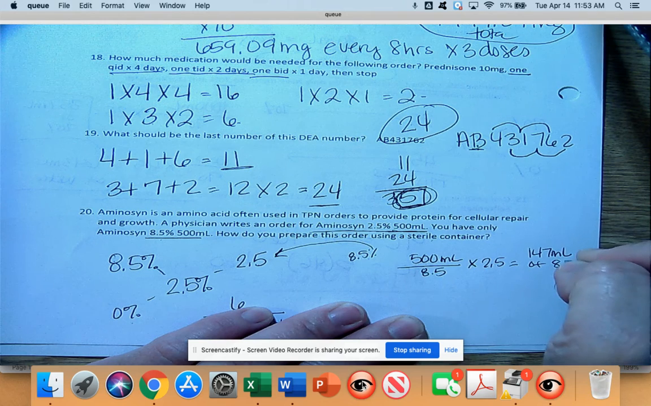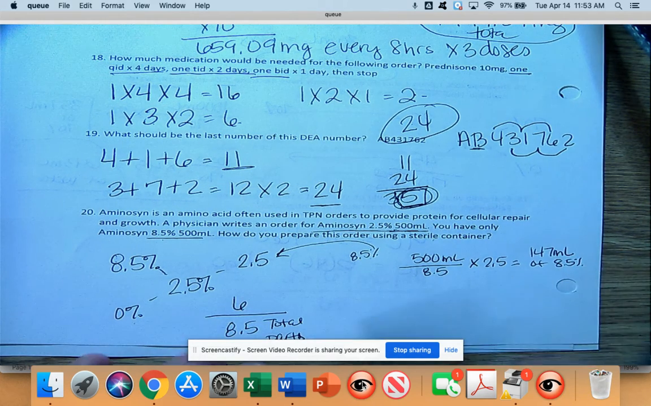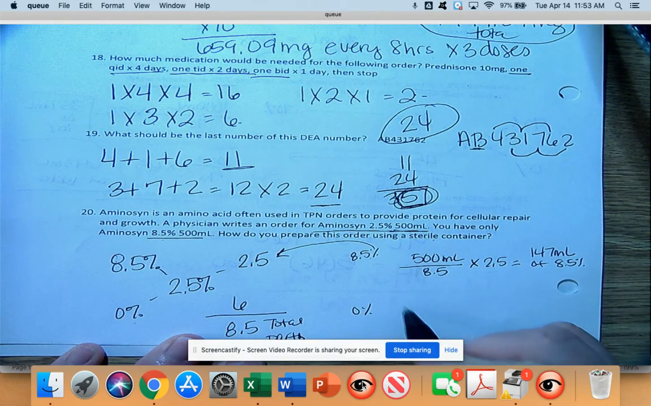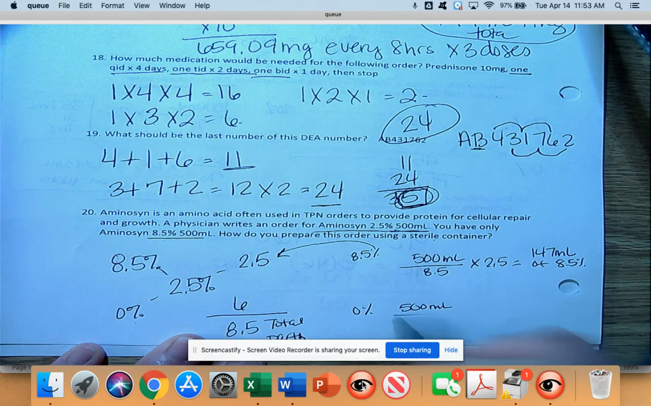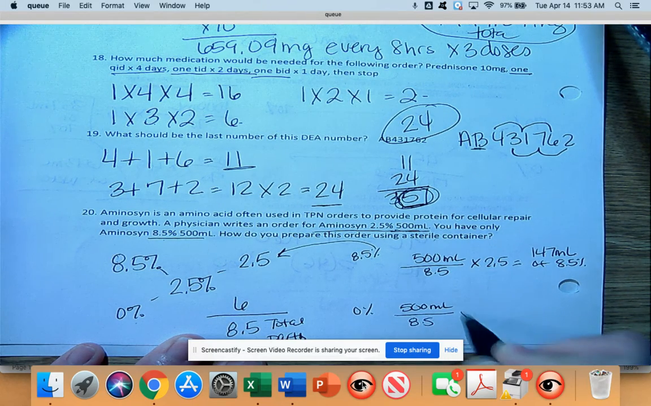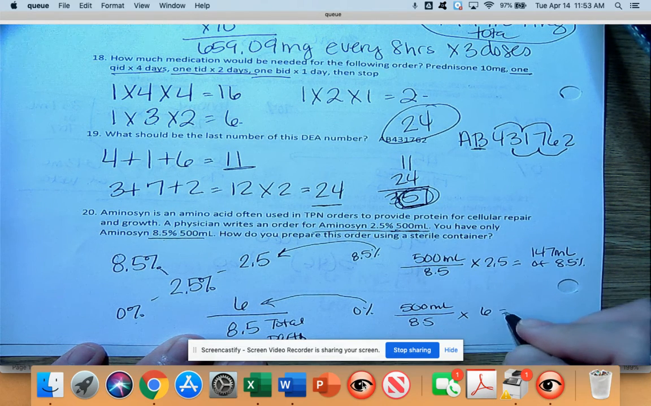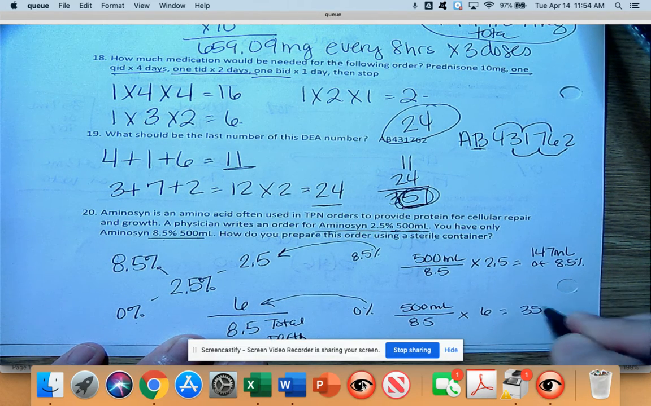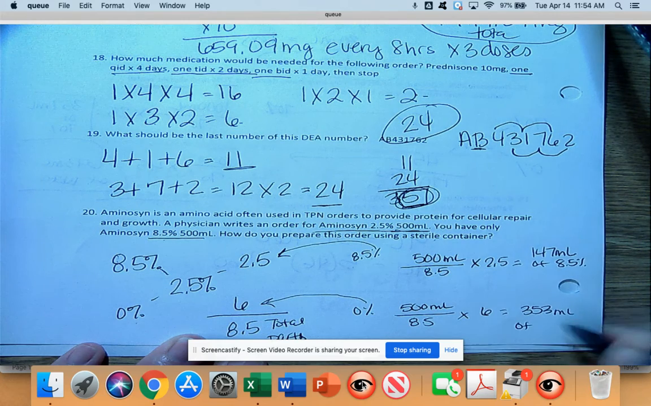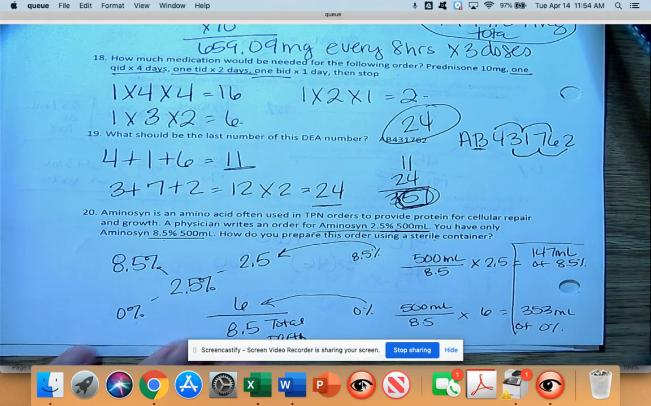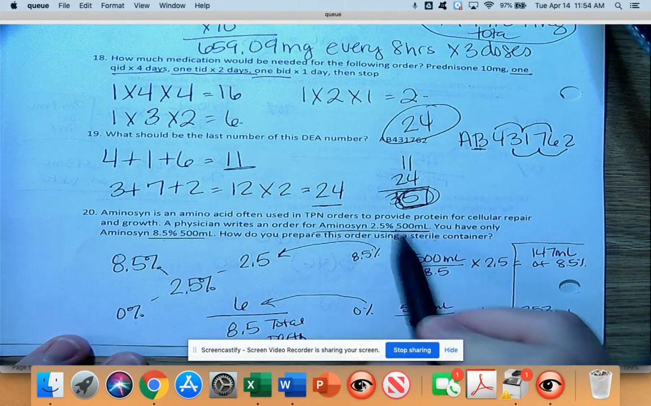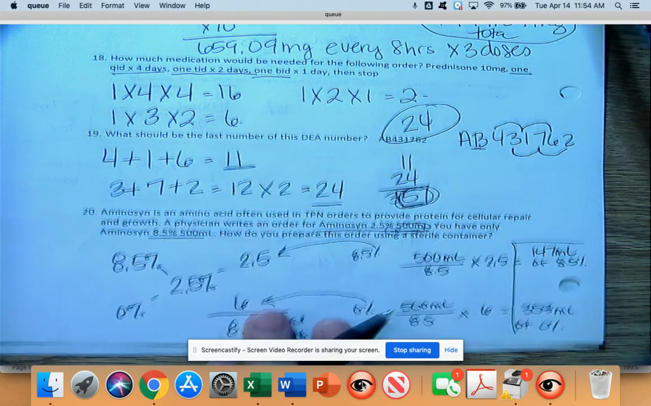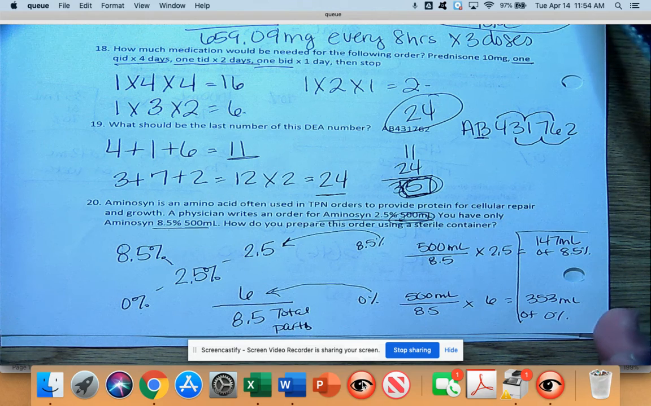Always double check your calculations. And then let's do our 0%, or our water. 500 mils, I'm going to divide that by my total parts, and then I'm going to do times 6 parts here. And I should get 353 mils of 0%, or of water. And then, of course, if you add those two together, 147 and 353, you should get the 500 mils that you're needing. So that is another alligation that is possibly going to be on your test.